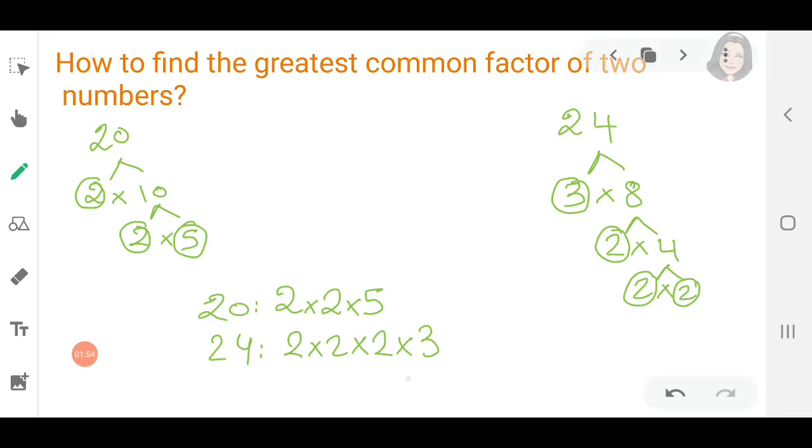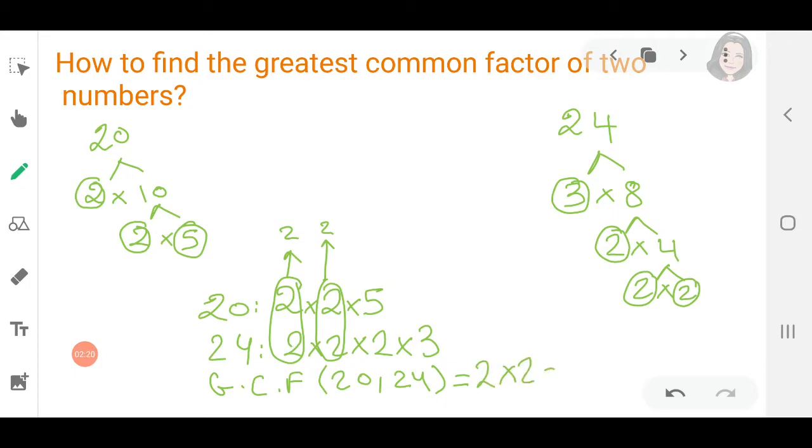Now you ask yourself, what are the common factors? I have these two, I have these two. Is there anything else? Of course not. So I write that the greatest common factor of the numbers 20 and 24 is going to be, I'm going to just take one 2 from here and one 2 from here, so it's 2 multiplied by 2, which is 4. Then the greatest common factor of 20 and 24 is going to be the number 4.